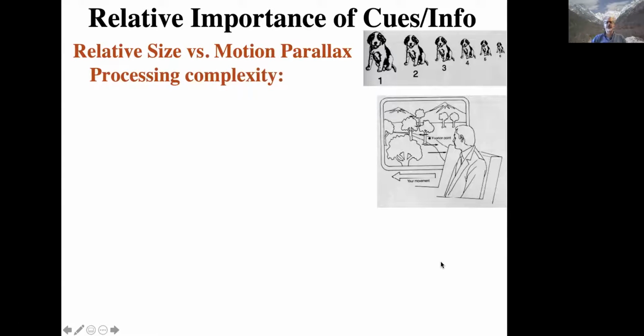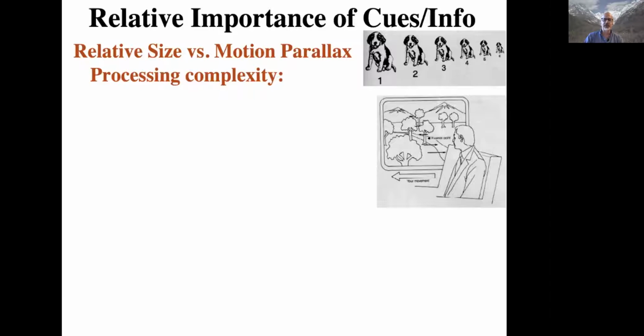All right, sorry about that, everybody. I had to add a term. And you'll see in the slides, it's going to go off and come back in. But here's the issue. I think this is an important term that I added today. It has to do with the processing complexity, right? So if you're an infant and your infant brain is just developing, the question is, are you going to be better with simple types of input or complex types of input? So let's talk about relative size and motion parallax as simple versus complex.